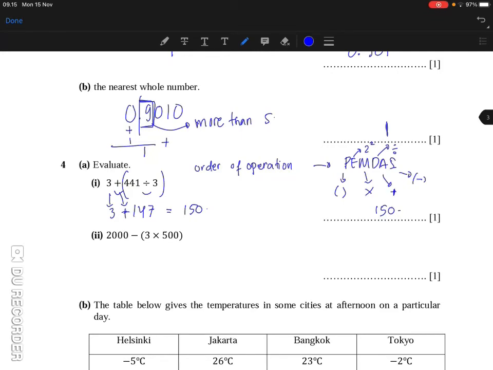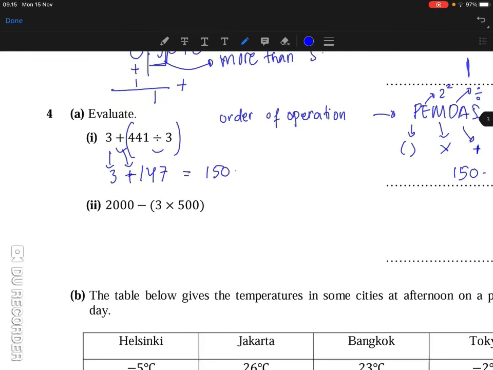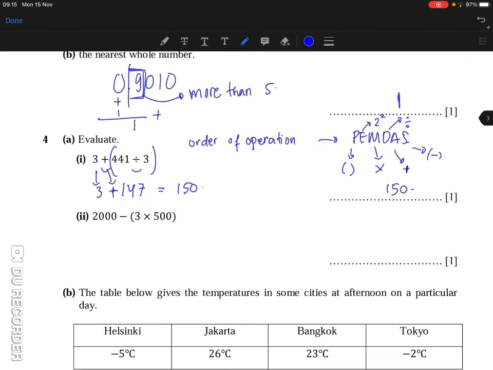We have 2000 minus, inside the bracket you have 3 multiplied by 500. It means, look at this, guys, the parenthesis, this bracket is our first priority, so you have to do the inside of the bracket first. It means you will have 2000 minus, this one is just copy and paste, 3 multiplied by 500, you will have 1500. So you will have 500.